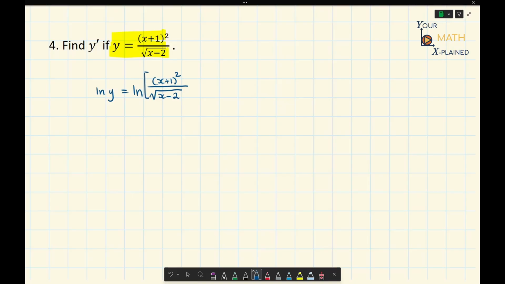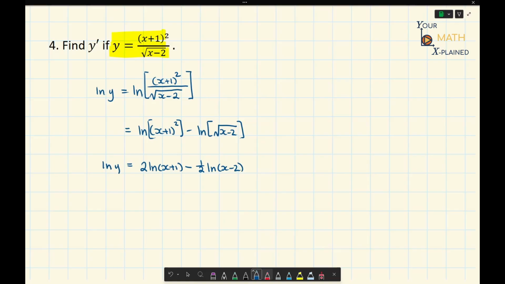So if you recall, if we are logging an expression where we have a fraction, this actually is equal to ln of the numerator minus ln of the denominator. And then we can simplify this one step further because we can peel the power down in front of our log. So we get 2 times ln of x plus 1 minus 1/2 times ln of x minus 2. And this is equal to ln of y.